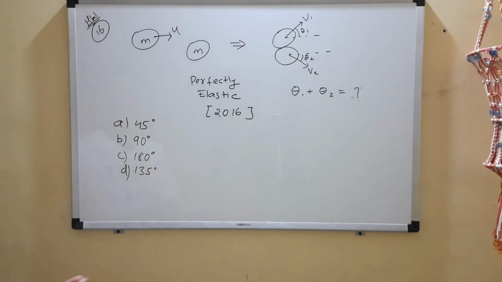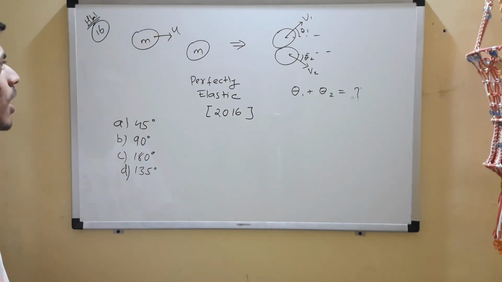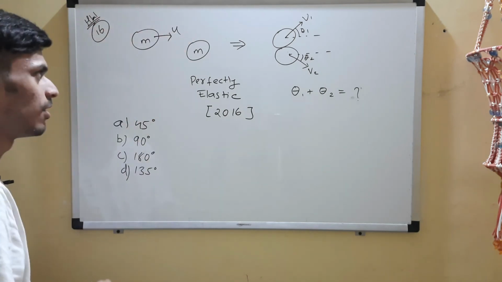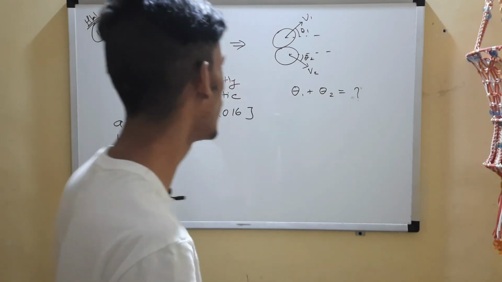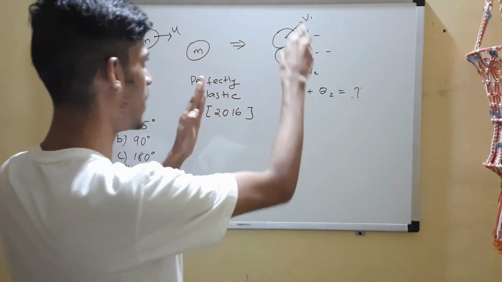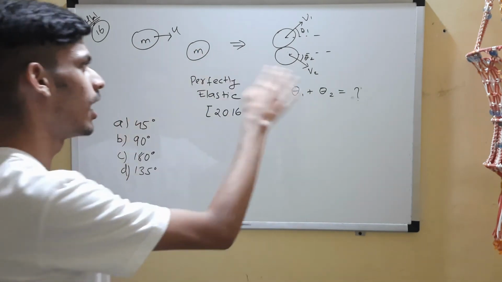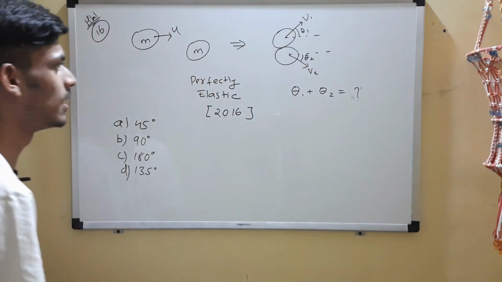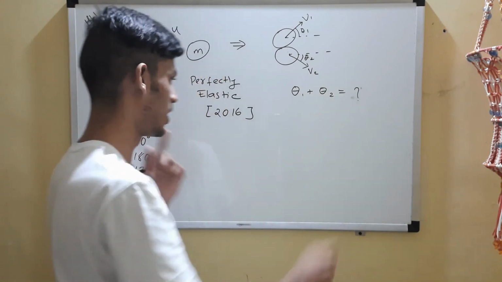Question 16 over here, it's your homework question. It has appeared in BITSAT 2016. Okay, so in this question you have two masses. One is moving with initial velocity u, and they undergo a perfectly elastic collision. Okay, and after that collision they separate out. One moves with v1 making an angle θ1 with respect to the horizontal. The other one moves with velocity v2 making an angle θ2 with respect to the horizontal. You are supposed to report the value of θ1 plus θ2.